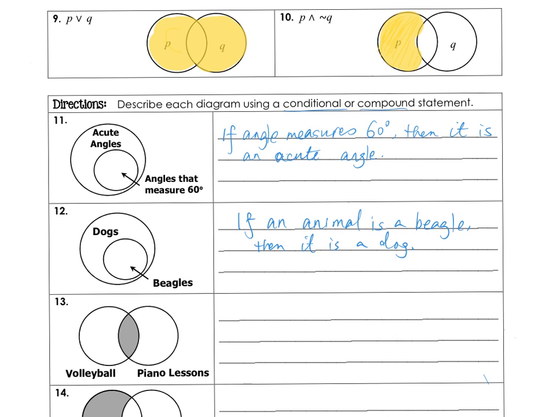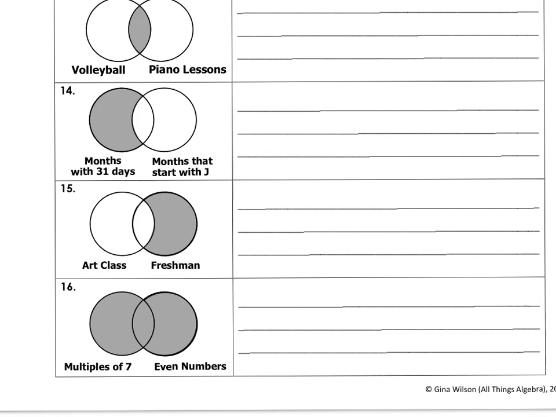Number 13, there's a circle of people who play volleyball, and a circle of people who play piano, and they intersect. So that means some people play volleyball and take piano lessons. Okay.